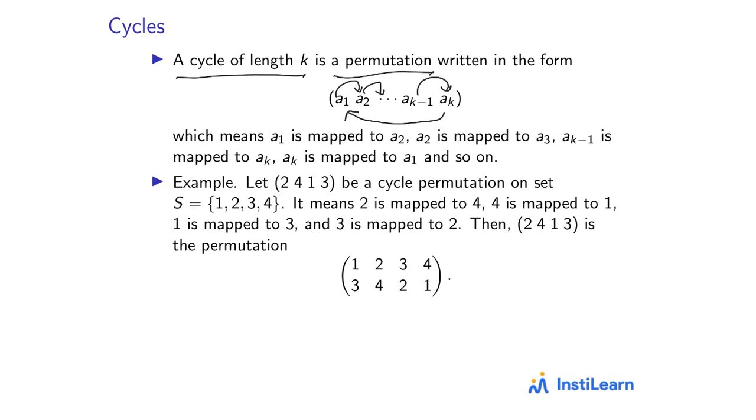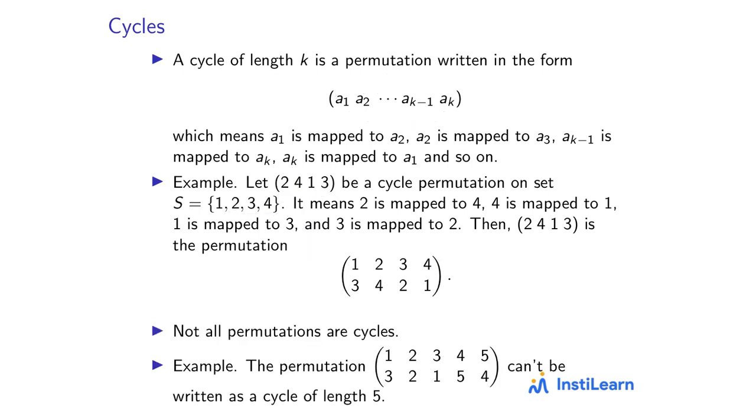So let's take an example. Let (2, 4, 1, 3) be a cycle permutation on the set 1, 2, 3, 4. It means that 2 is being mapped to 4, 4 is being mapped to 1, 1 is being mapped to 3, and 3 is being mapped to 2. So you know where all the elements 1, 2, 3, 4 are going. Basically you can see that 1 is going to 3, 2 is going to 4, 3 is going to 2, and 4 is going to 1. So it's the same permutation, but we are writing it in a very simple notation, (2, 4, 1, 3).